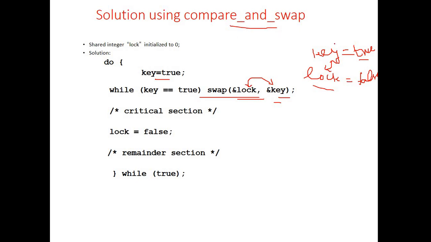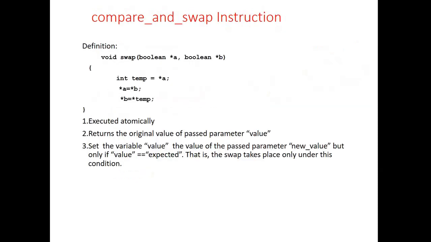Now let us see the execution of this while loop for these initial values of key and lock. The initial value of key is true, and the initial value of lock is false. Since key is true, the process wants to enter into the critical section, so it will call the swap function for this lock and key by passing their addresses.